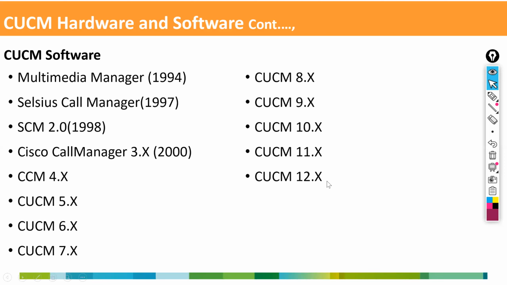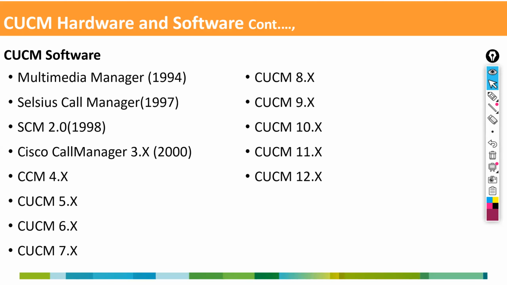12.x we have. Generally 12.0, 12.1, 12.5. Most of the time they come with 0 and 5: 10.0, 10.5, 11.0, 11.5, 12.0, 12.5. This is how it comes. Again, they come with 12.0.1 something, 12.5.1 something. Okay. After 12, now the latest is 14.